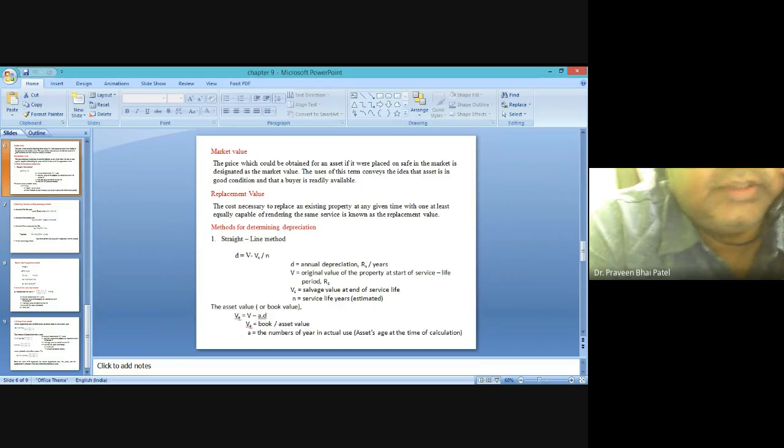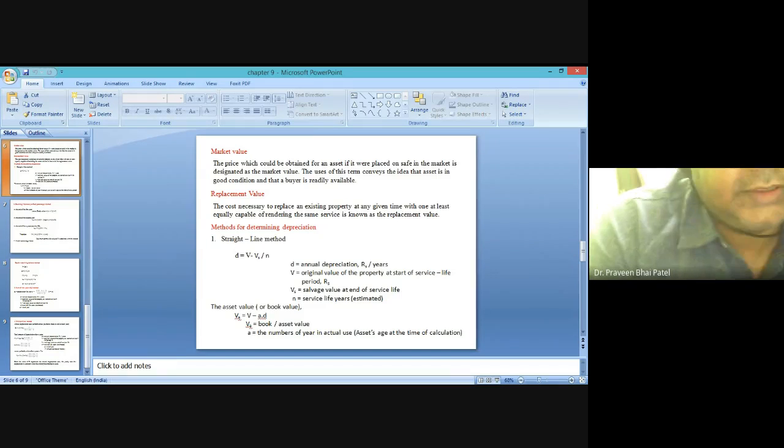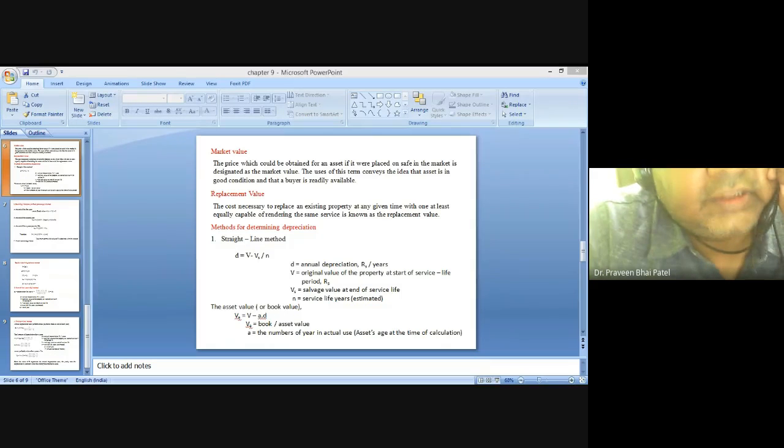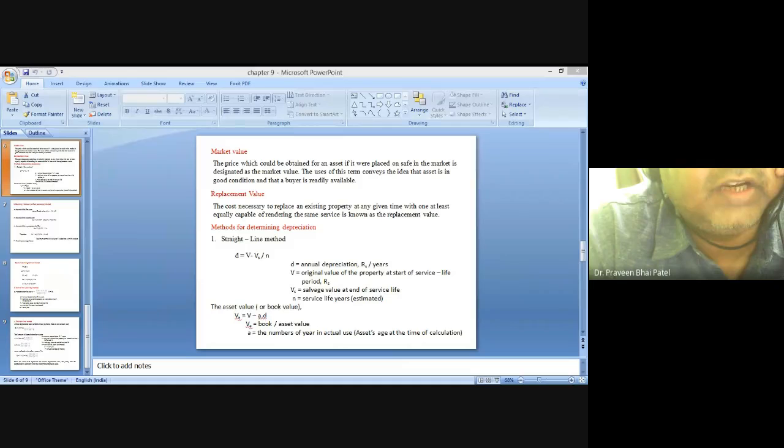Straight line method. What is the straight line method? How are you going to understand the straight line method? Straight line method is a method of calculating depreciation and amortization, the process of expensing an asset over a longer period of time than when it was purchased. It is calculated by dividing the difference between an asset's cost and its expected salvage value by the number of years it is expected to be used.